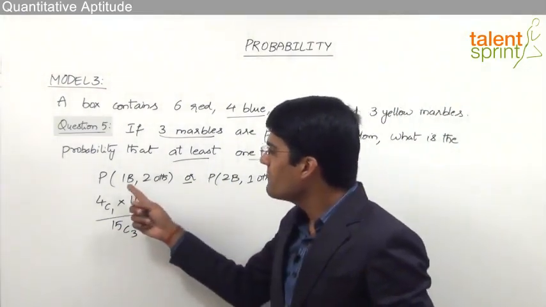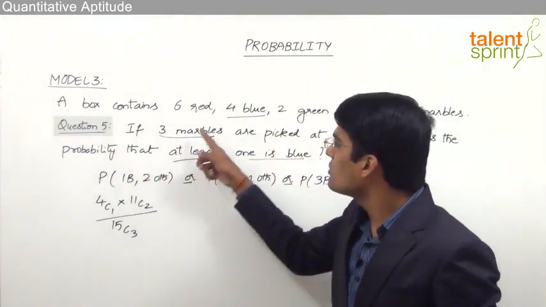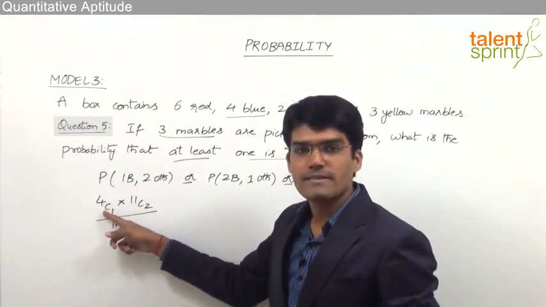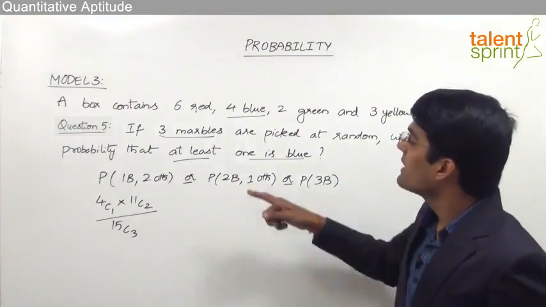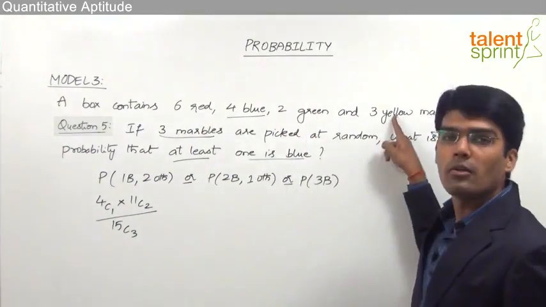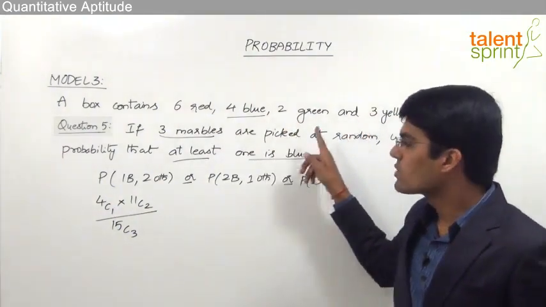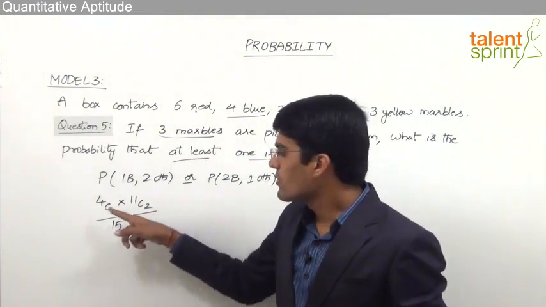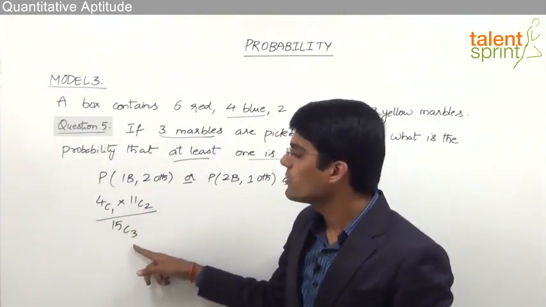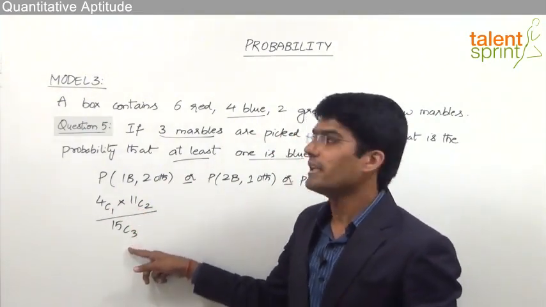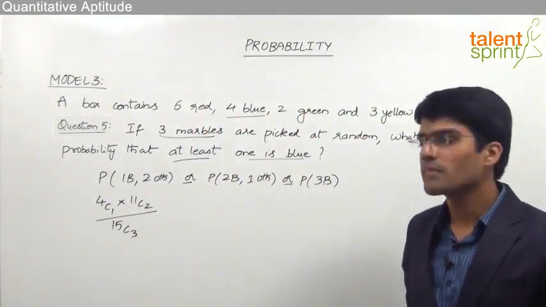Let me repeat once again. We want 1 blue marble and 2 marbles of other colors. So 1 blue out of 4 blue can be taken in 4C1 ways. And then we need 2 more marbles of other colors. Other colors here can be red or green or yellow. So the total choices are 6 plus 2, 8, 8 plus 3, 11. Out of these 11 we can take any 2. So 4C1 into 11C2 is the number of favorable combinations, divided by the total number of combinations, 15C3. Why? Because we have 15 marbles here and we need to select 3 out of them.